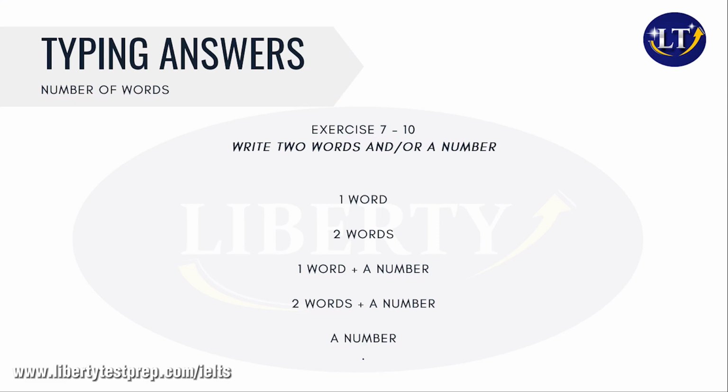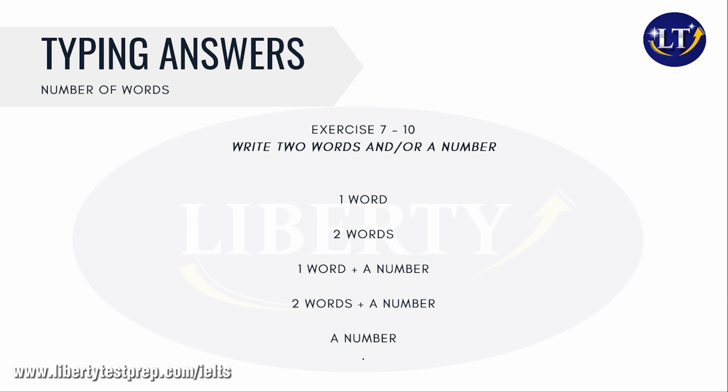So let's see, here we have exercise 7 to 10. Write 2 words and or a number. This is something we have to take as a limit, okay? So basically they're saying the limit for you to write, the number of words you need to write in the text box is either 2 words and or a number. So we can write 1 word and that's going to be okay. We can write 2 words also, that's fine because that's under the limit. We can also write a combination of 1 word and a number, or 2 words and a number, or just a number, okay? But those are all the possible combinations that are acceptable.